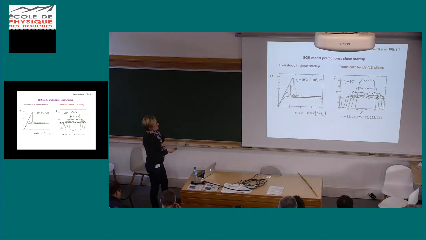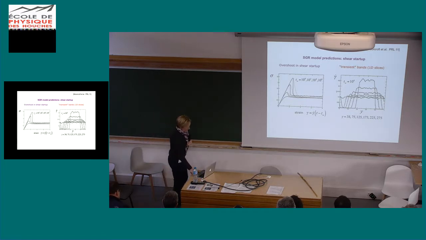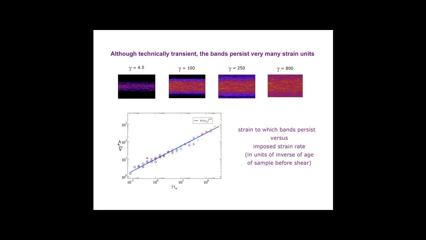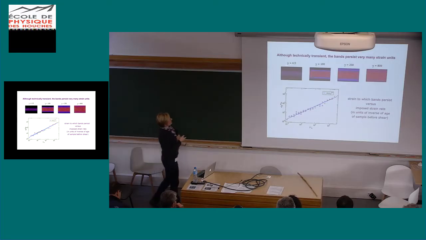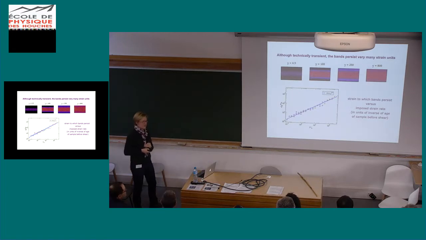And you see a very pronounced shear band initially, then gradually irons out to something that starts to look homogeneous at long times. And I've explored the very long life of the bands on the next slide. So these are snapshots at strains of 4, 100, 250 and 800 after the flow started.